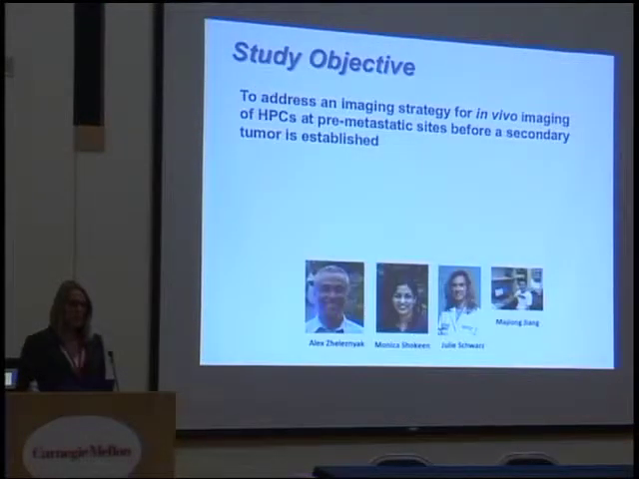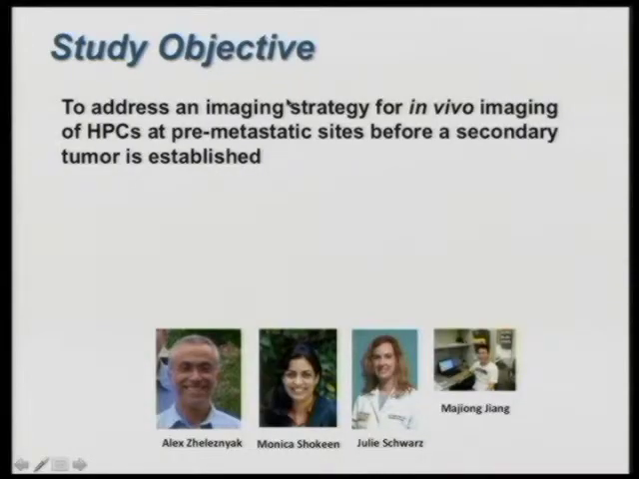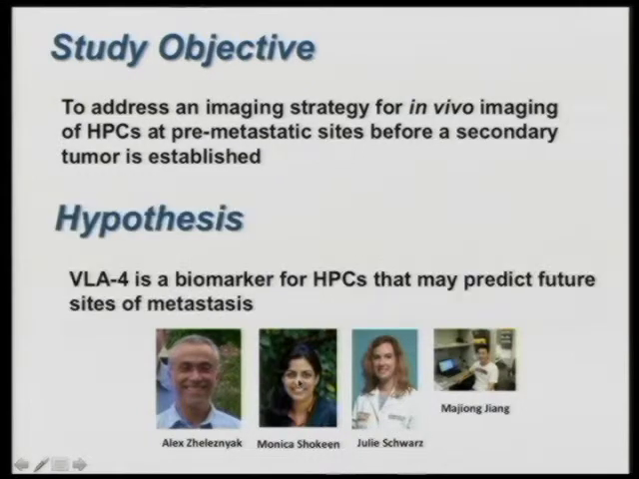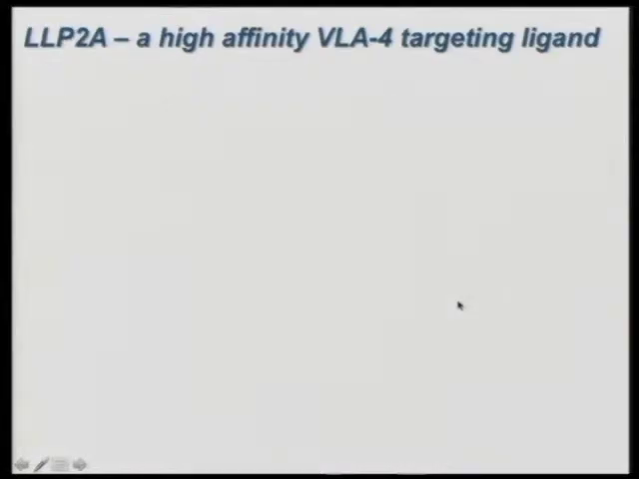So our study objective was to see if we could address an imaging strategy for in vivo imaging of these hematopoietic progenitor cells at pre-metastatic sites before a secondary tumor is established. This work was primarily done at Washington University with my co-investigators shown down here. And we addressed the hypothesis that very late antigen 4 is a biomarker for hematopoietic progenitor cells that might predict future sites of metastasis.